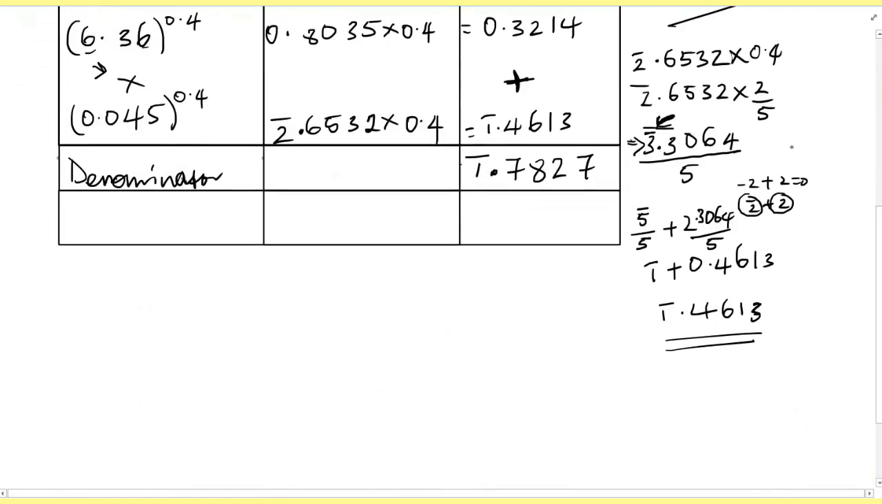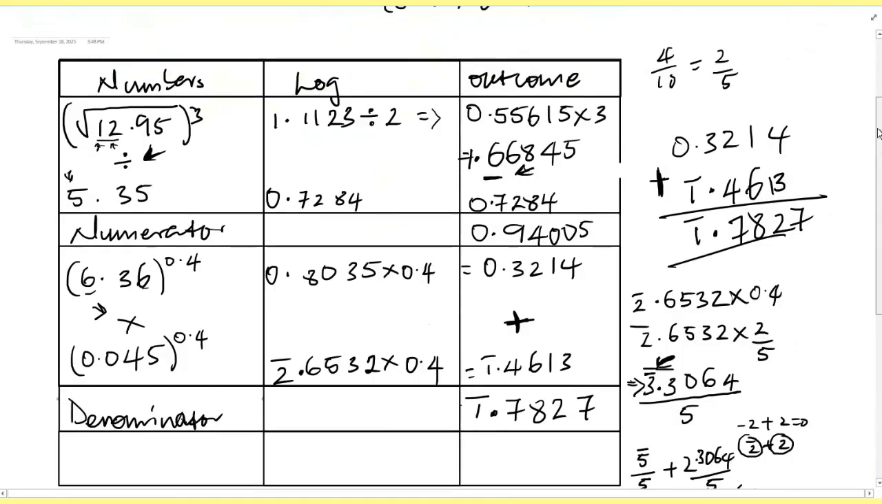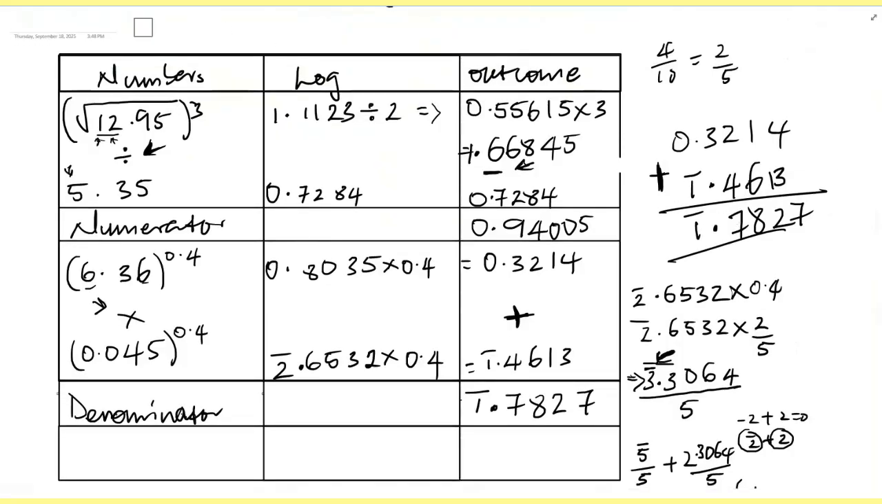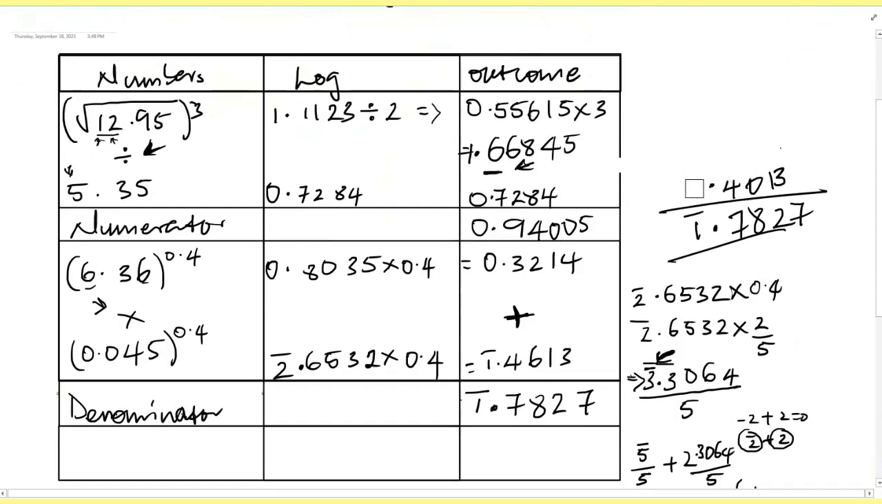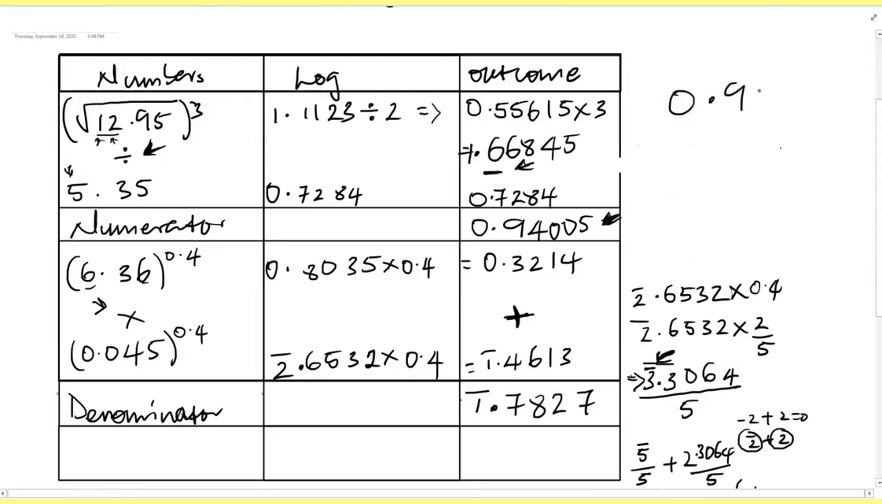All right. So the log of the numerator. I'm going to clean this one again, and we'll do that. So the final log of the numerator, which is this one, is 0.94005, and the final log of the denominator is 1.7827.